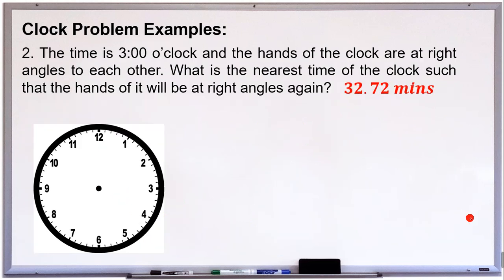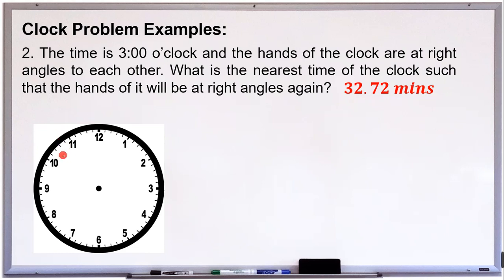Now let's try this one. For our problem number 2, the time is 3 o'clock and the hands of the clock are at right angles to each other. So the question is, what is the nearest time of the clock such that the hands of it will be at right angles again? The answer is after 32.72 minutes.